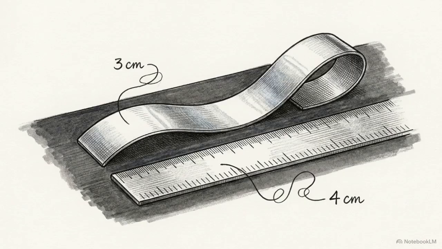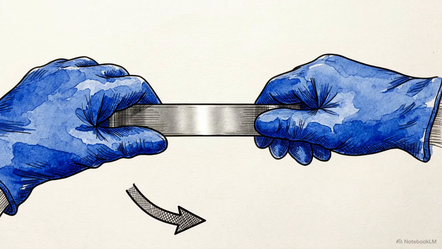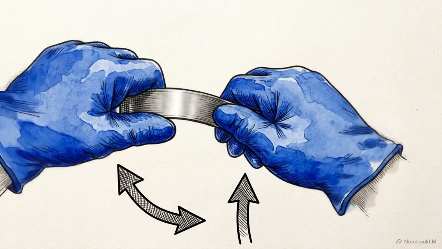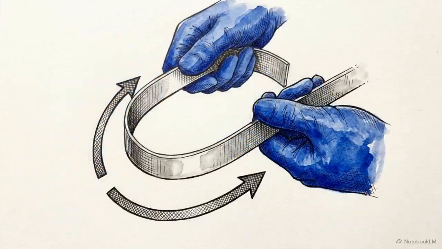We start with a baseline. This is a strip of magnesium ribbon, about 3 or 4 centimeters long. Right now, its physical properties are clear. It is flexible, bending without snapping, and it has a shiny metallic surface.